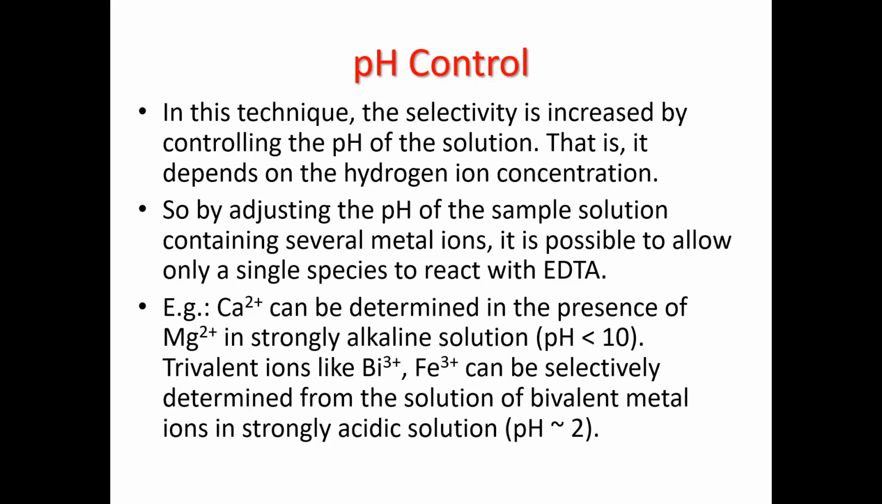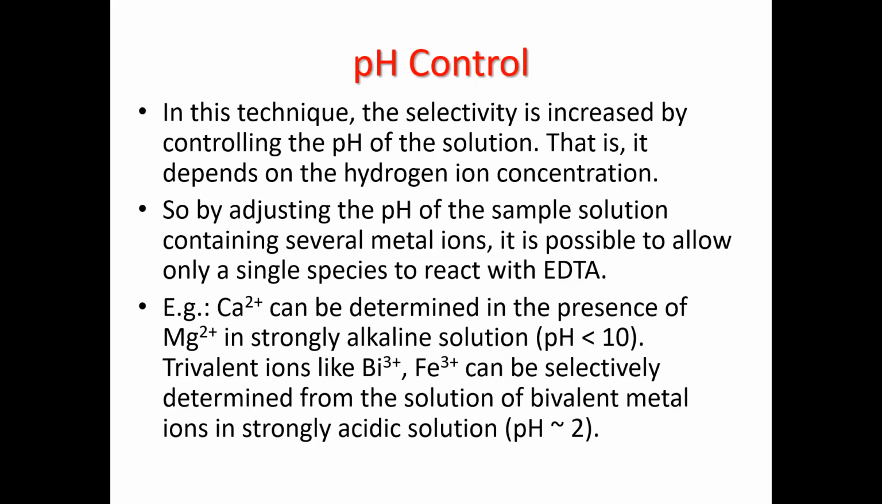Then we have the pH control. In this case, the selectivity can be increased by controlling the pH of the solution. That is, the hydrogen ion concentration will be controlled. So by adjusting the pH of the sample solution, it's possible to allow a single species to react with EDTA. Sometimes if you have a mixture of ions, some ions will be more selective at certain pHs.